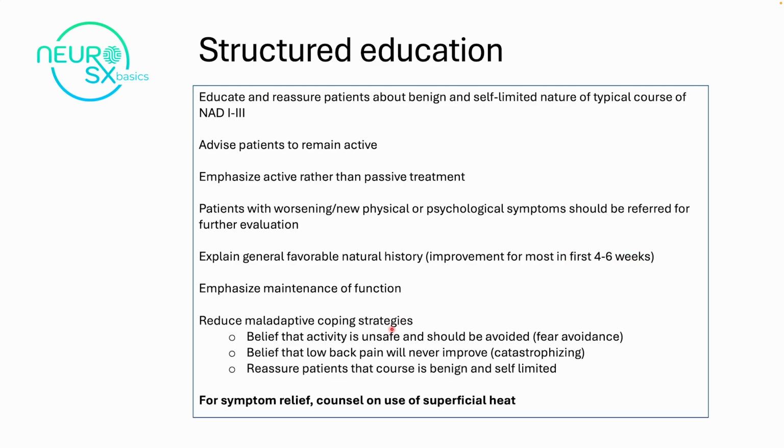Emphasize that they should remain active and maintain function and reduce maladaptive coping strategies. They should reduce the belief that activity is unsafe and should be avoided, that is known as fear avoidance. They should reduce the belief that low back pain will never improve, known as catastrophizing. And you should reassure patients that course is benign and self-limited. Another thing that you can tell them to do by themselves is that for symptom relief, they can actually go ahead and use superficial heat like a heating pad.